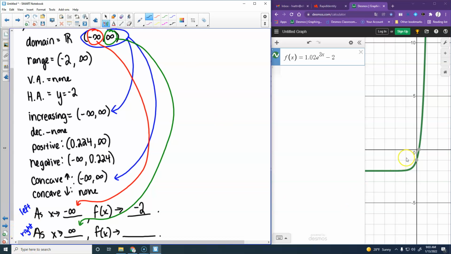And then on the right-hand side, if you start somewhere here in the middle, anywhere in the middle, it doesn't matter, and you go to the right, what's happening to your y values here? They're going up, up, up. It's positive infinity.